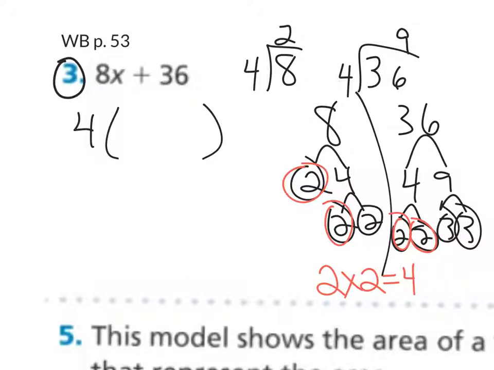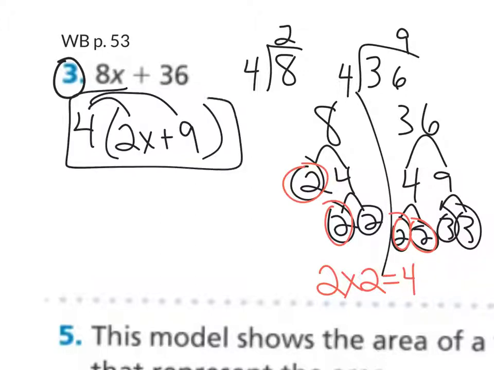So if we factor out a 4, we need to think now 4 times what to get 8x. 4 times 2 is 8, and then we need the x after it, so we need a 2x to start out. Then on our second term, we need 4 times something to get 36. That would be 4 times 9 to get 36. So 4 times the quantity 2x plus 9 would be our answer for number 3.